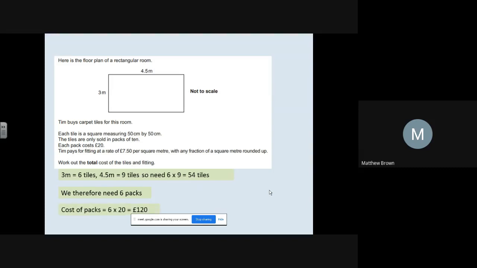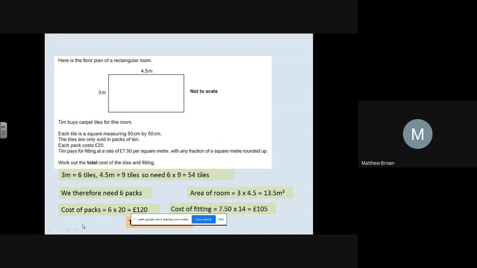Cost of a pack is £120. I then worked out the area of the room, which is 13.5 meters squared. Worked out the cost of fitting, and if we look at it, it's £7.50 to fit it, but you need to round up any fractions of a square meter. So actually you need to pay for 14 meters. So the cost of fitting it is £7.50 times 14, which is 105. So then the total cost, 120 plus 105, gives us 225.